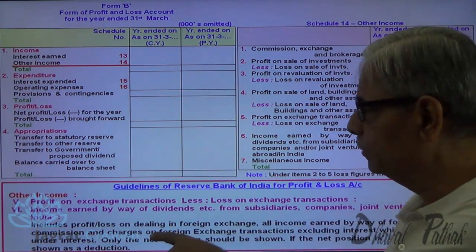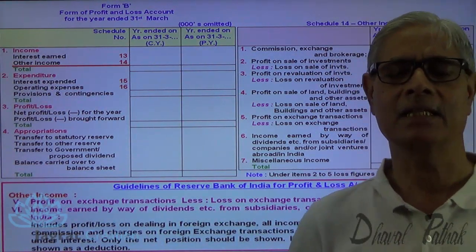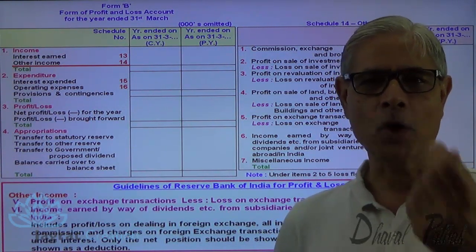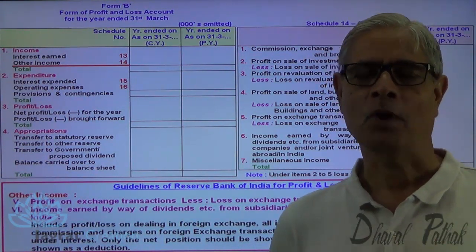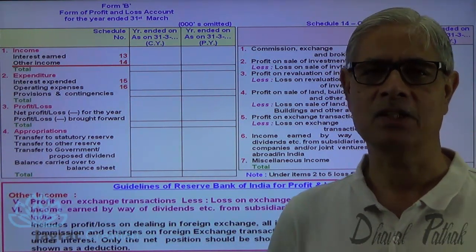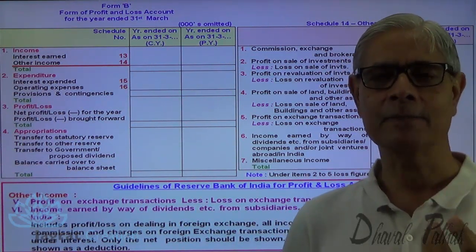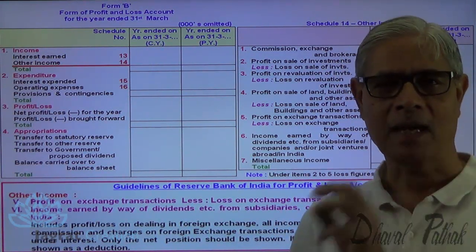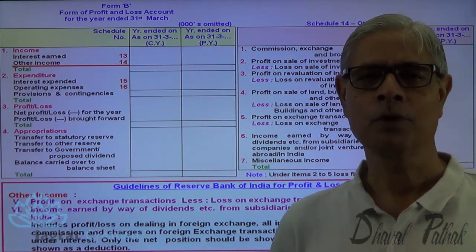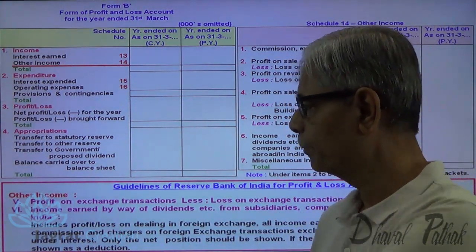Now see, profit on exchange transaction, loss on exchange transaction. Exchange transaction means, generally, if you go to the bank and give dollars, bank will give you Indian currency. If you want to have dollars, you have to give Indian currency and get the dollar. So these are foreign exchange transactions. When the bank has purchased dollars at X price and the bank transfers the dollars at X plus 1 price, then plus 1 is the profit. These type of profits are identified by the bank and reported under this title.